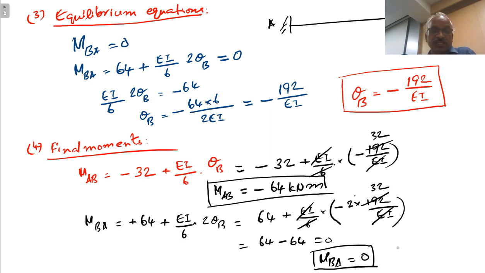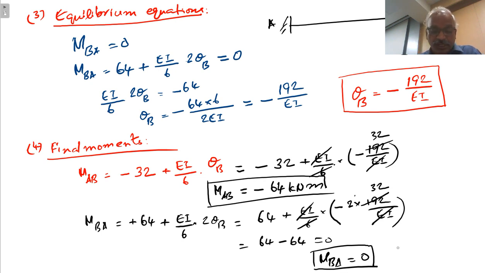So what we do here is rewrite the slope deflection equations from step number 2. The equations are simply reproduced. We substitute the values of the unknowns that we have found out. Here there is only one unknown, namely theta B. Substituting theta B, we find that MAB equal to minus 64 kilonewton meter, MBA equal to 0. So these are the values of the final moments.